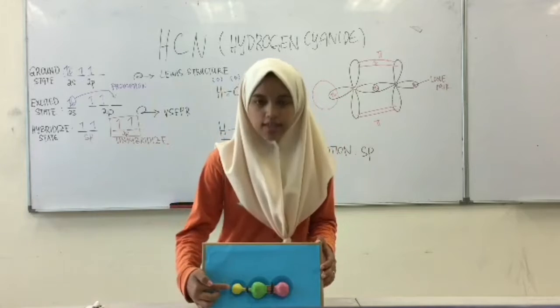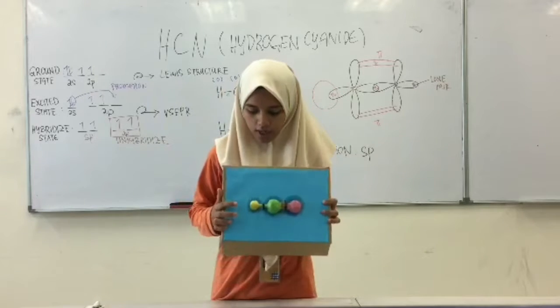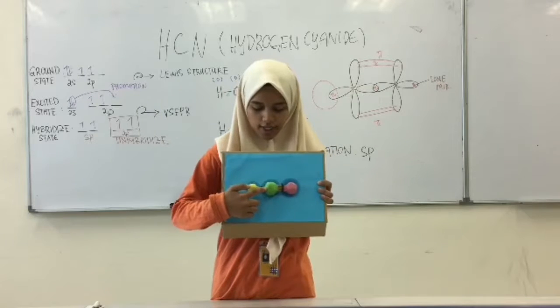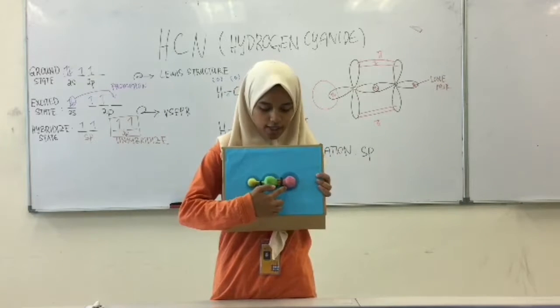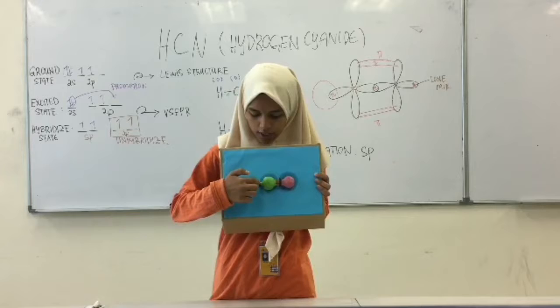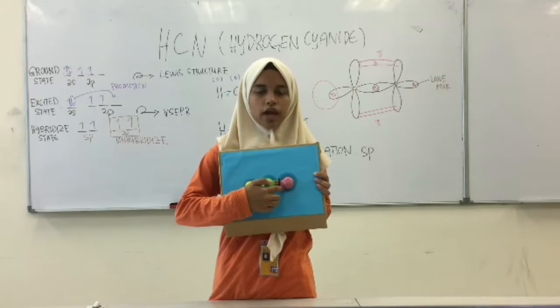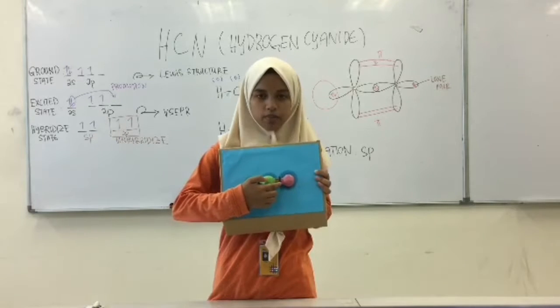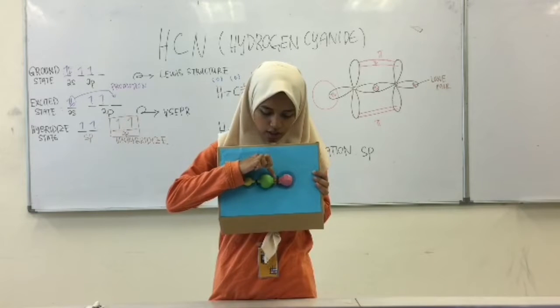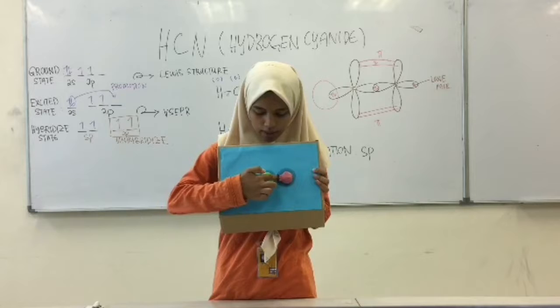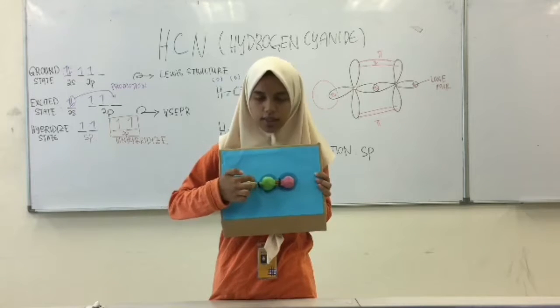The yellow color is present for H, this green one is C, and this pink one is N. Here is a covalent bond, and here is a triple bond. This is the pi bond, sigma bond, and this is also a sigma bond.